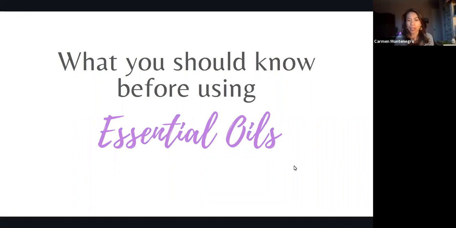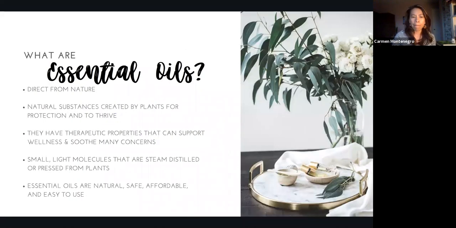So we should be talking about essential oils, and I would really love to talk to you about what we should know before using them, because there are so many things that even I myself didn't know. I was really grateful that I went to the class and started to understand what essential oils are. So what are essential oils?